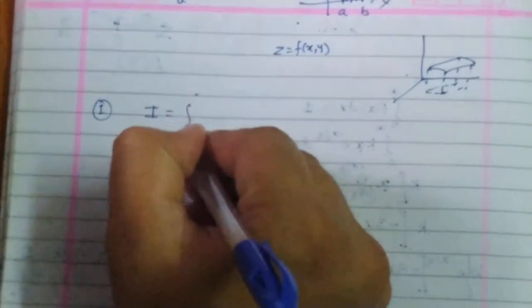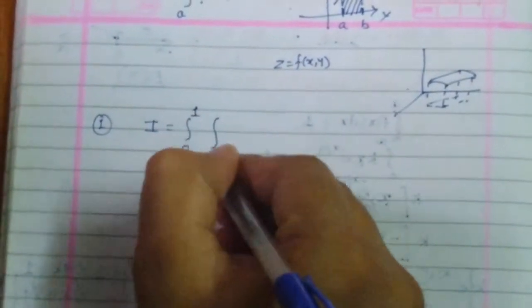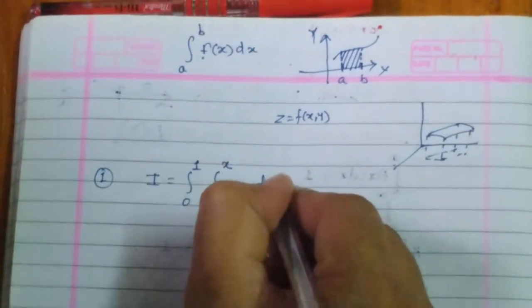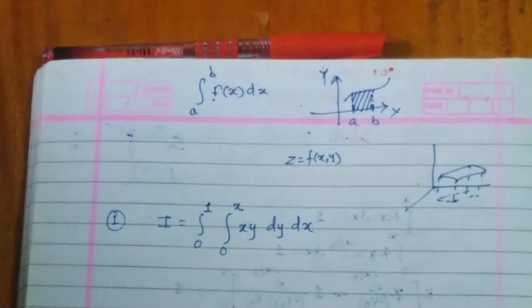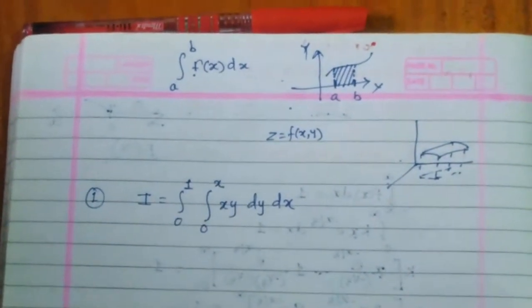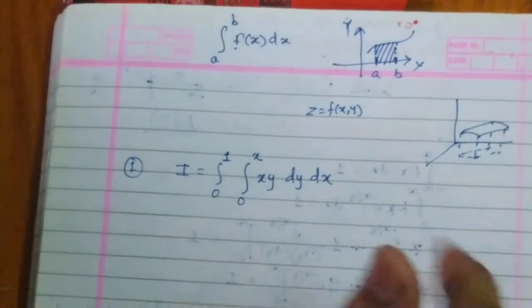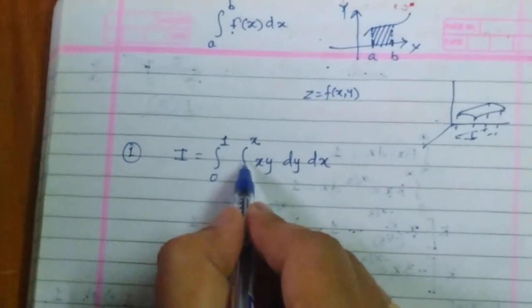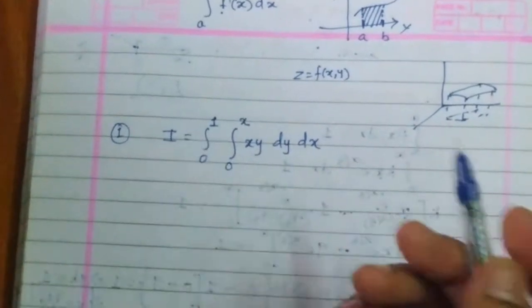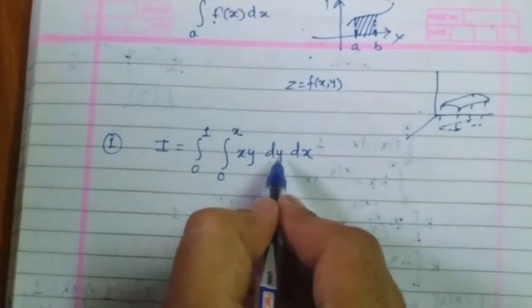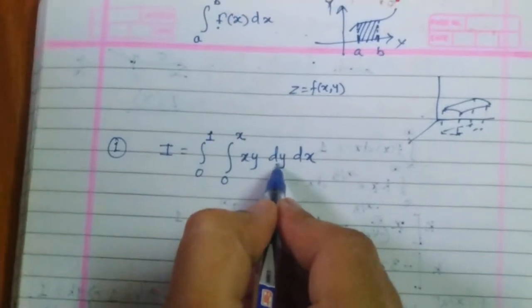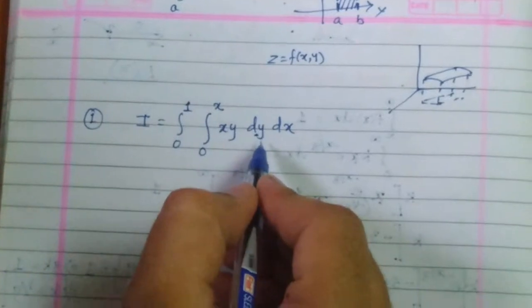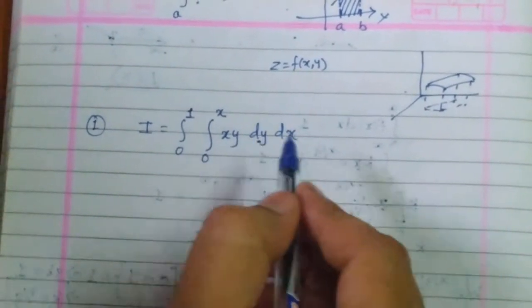integral I is equal to the integral from 0 to 1, integral from 0 to x, xy dy dx. As there are two integral signs, we say that this is a double integration. Now the question comes, which integration will you solve first, the outer one or the inner one? Yes, of course, the inner one is first and the outer one is second. Now here dy and dx, that means either integration with respect to y or with respect to x.